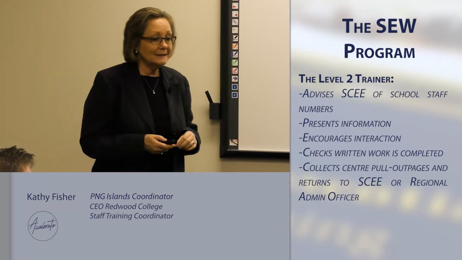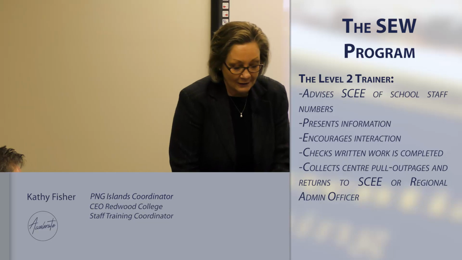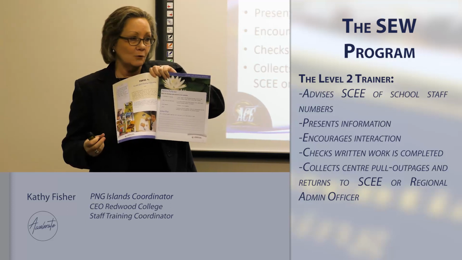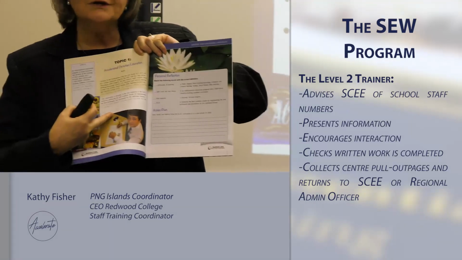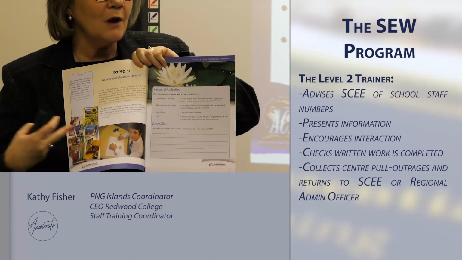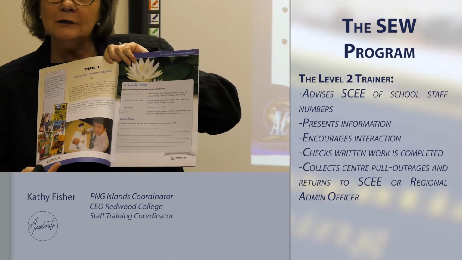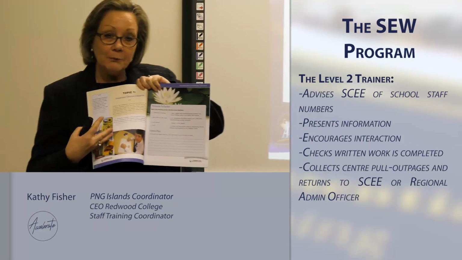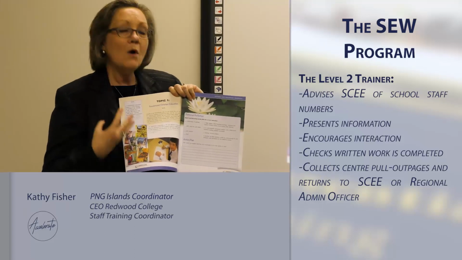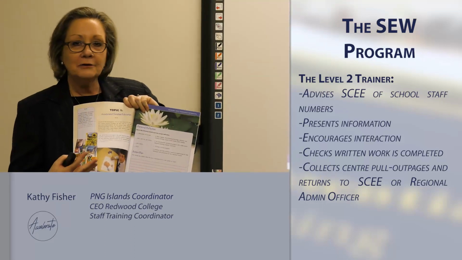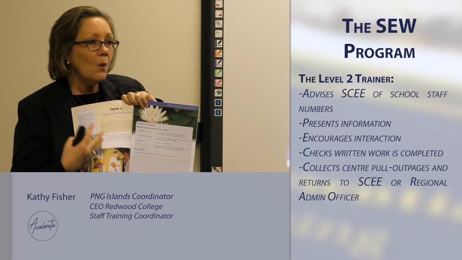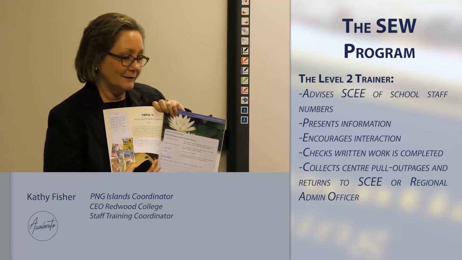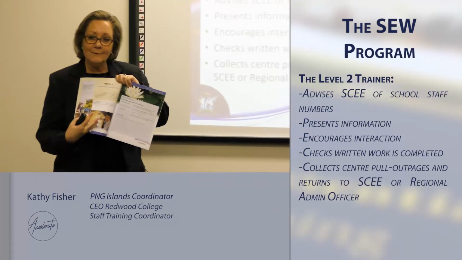The Level 2 trainer presents the information in the book. Now, it's very simple. There are 10 topics in this book. Each topic is quite short, particularly in Series 1. As we go on through this series, the topics get a little longer and a little more involved. But in Series 1, they're very simple and they're about what is ACE, how do we do it, what is it. This is very basic information.